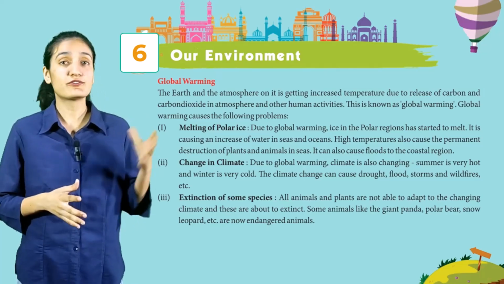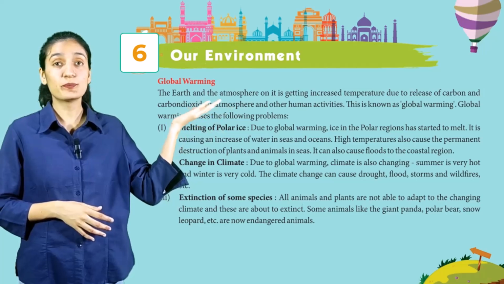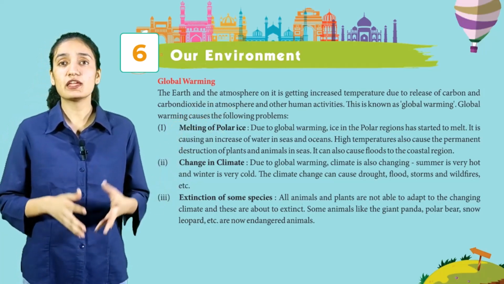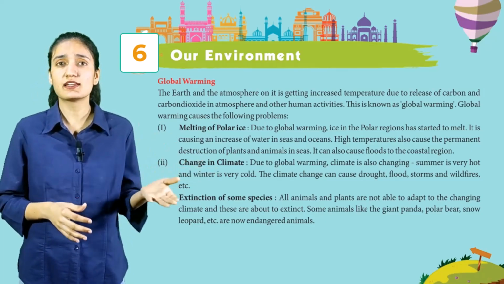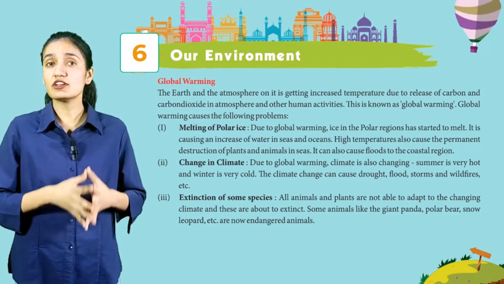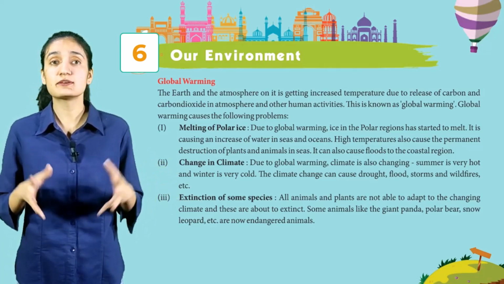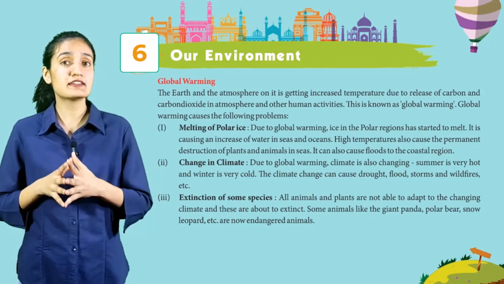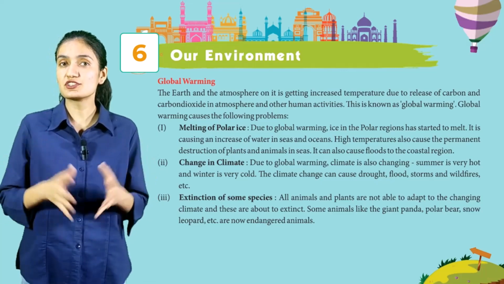Global warming causes the following problems. Here are the problems. First, melting of polar ice. Due to global warming, ice in the polar region has started to melt. It is causing an increase of water in seas and oceans. High temperature also causes the permanent destruction of plants and animals in seas. It can also cause flood to the coastal region.